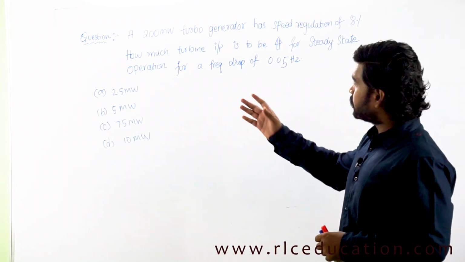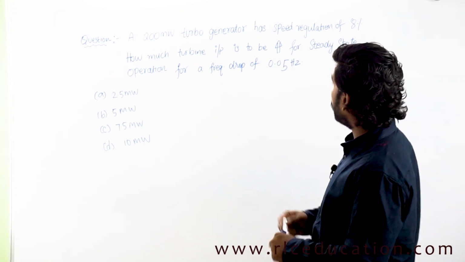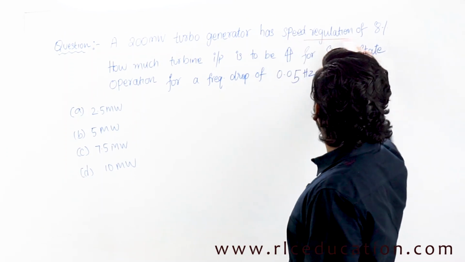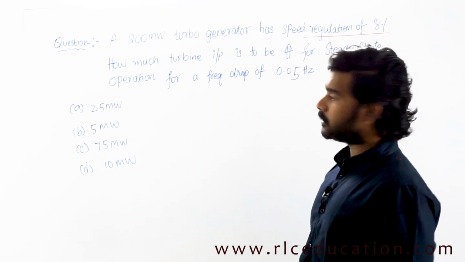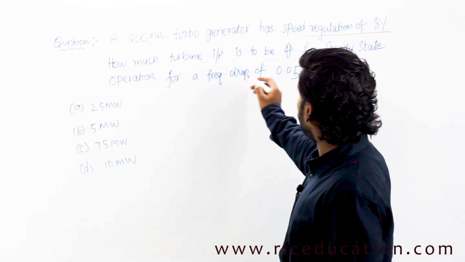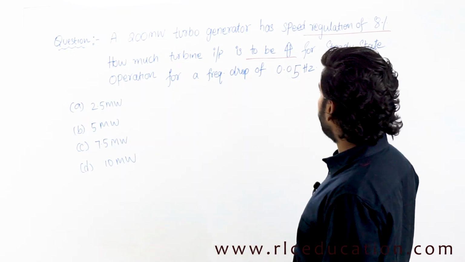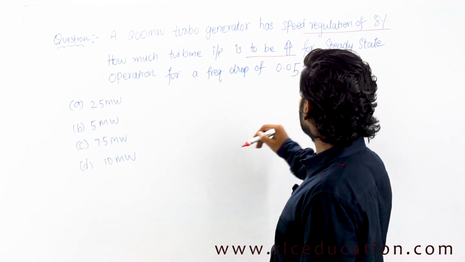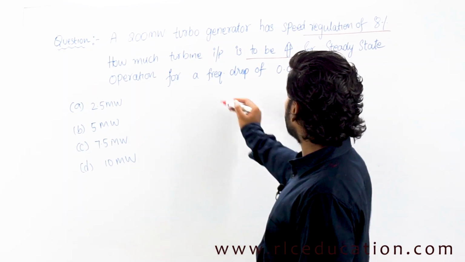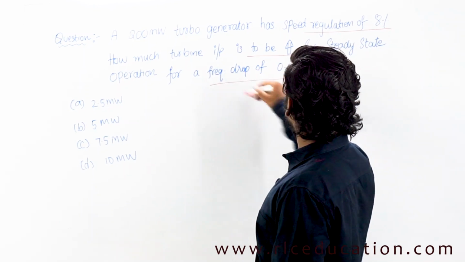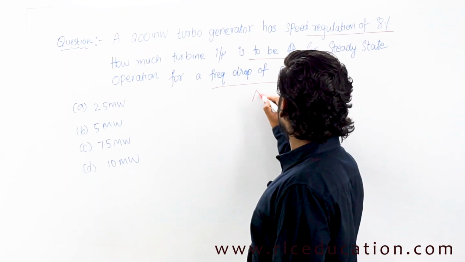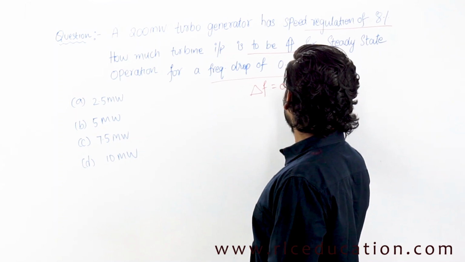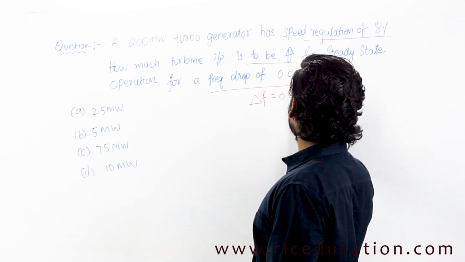Let me read out this question. A 200 megawatt turbo generator is having a speed regulation of 8%. How much turbine input is to be increased for steady state operation for a frequency drop of 0.05 hertz? So let us see what is the given data. He has given the frequency drop, so delta F value has been given. How much is it? 0.05 hertz.